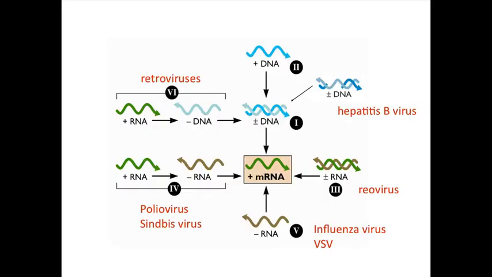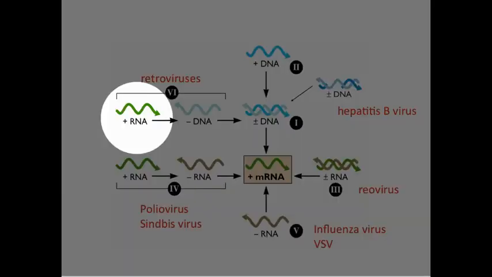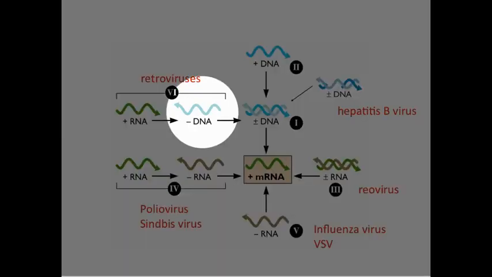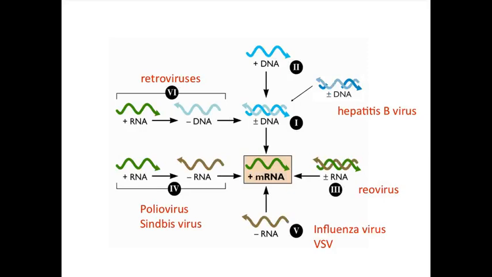So now we can finally fill in this Baltimore scheme. We've mentioned this group of viruses for a long time, and this is what we're going to talk about today, the retroviruses, which have a plus-stranded single-stranded RNA genome, just like many other viruses, but they do not go through a negative strand RNA intermediate. They go through a negative strand DNA and eventually a double-stranded DNA to get to mRNA. So we'll spend a lot of time talking about this group of viruses.